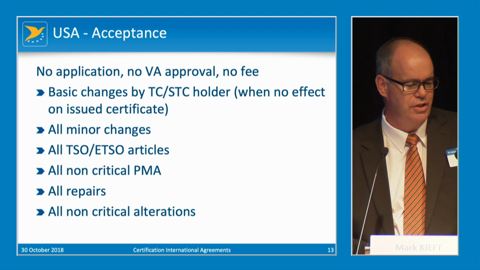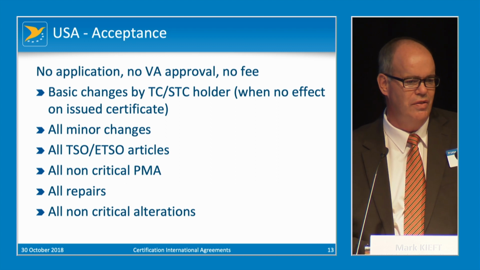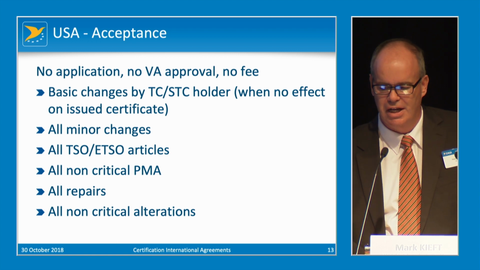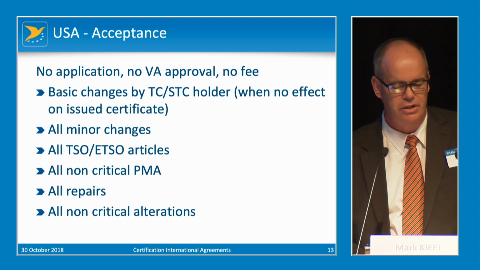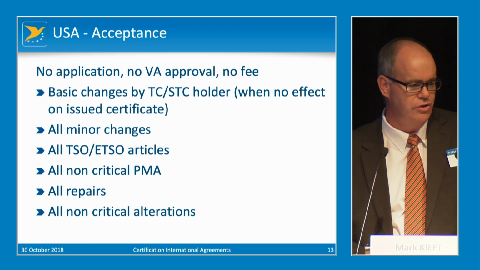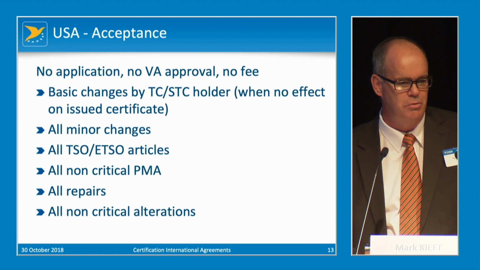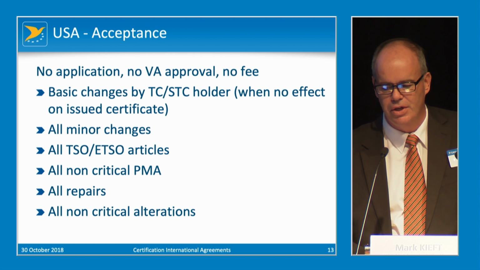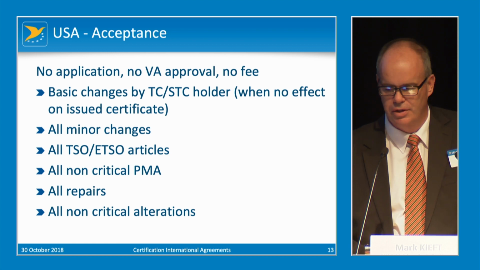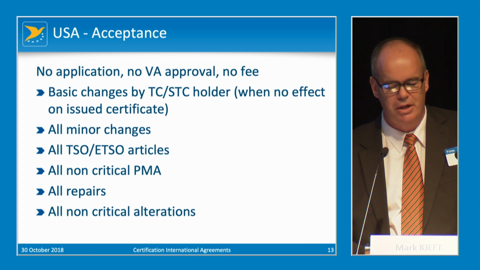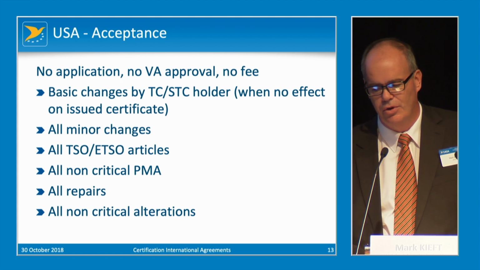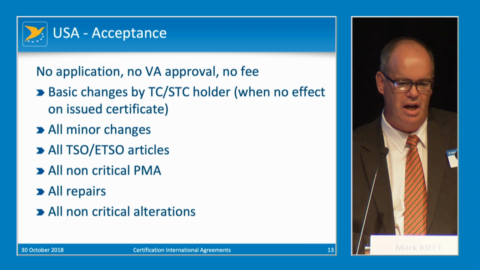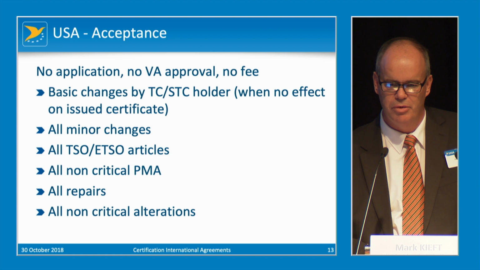At the moment, TIP 6, and this is of course going to be expanded when there are more others, the validation roadmap goes further and further. TIP 6 has basic changes by the TC and STC holder when there's no effect on the issued certificate. In other words, when the certificate doesn't have to be reissued. All major changes are accepted. All TSO and ETSO articles, all non-critical PMA parts, all repairs, and all non-critical alterations. All these, if approved by the FAA, are automatically approved in Europe and vice versa.